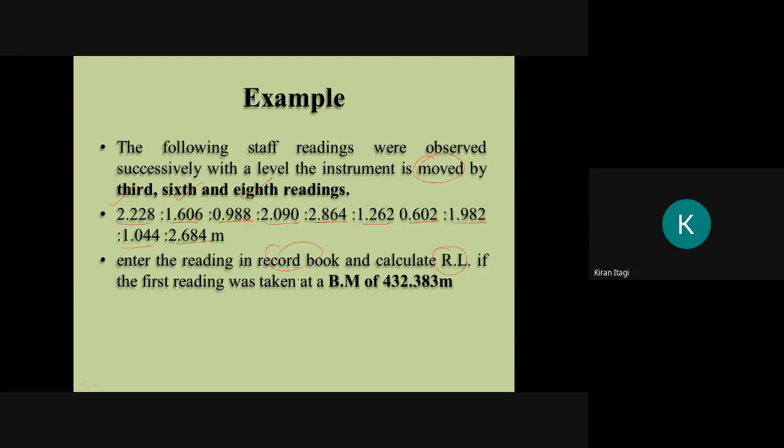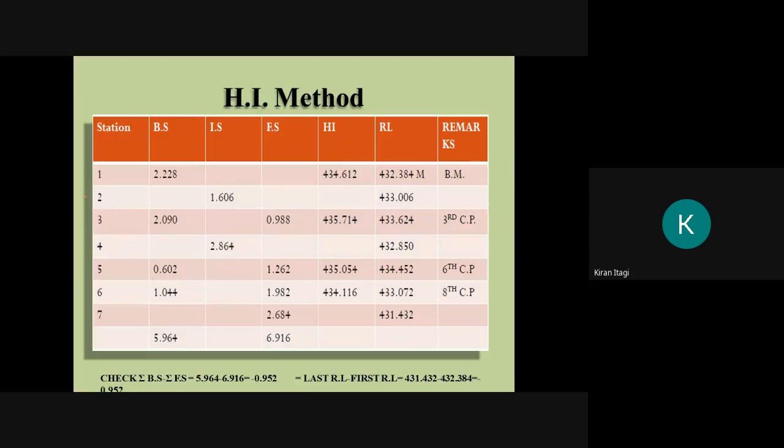If the first reading was taken at the benchmark of how much? 432.383. Instead of 100, he has taken 432.383. Now this is your record book. The format will be like this: station, bench, backside, intermediate side, fourth side, height of the instrument, RL, and remarks.